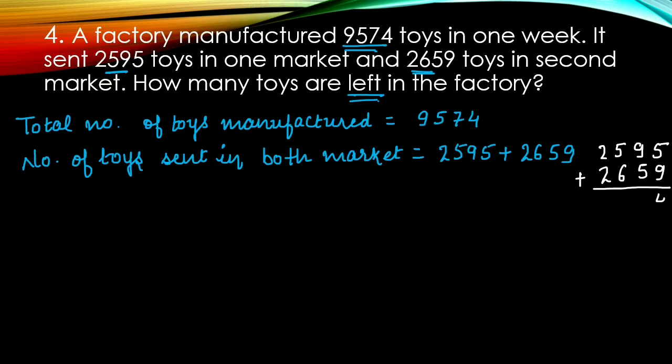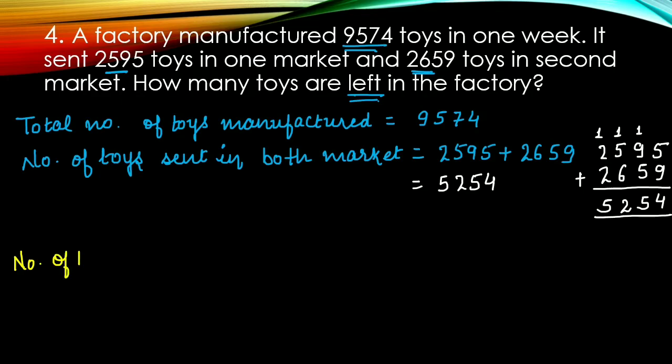5 plus 9, 14. 1 will be carried. 9 plus 1, 10. 10 and 5, 15. 1 will be carried again. 1 plus 5, 6, and 6, 12. Carry 1, and it will be 5. So number of toys sent in both markets is equal to 5254.